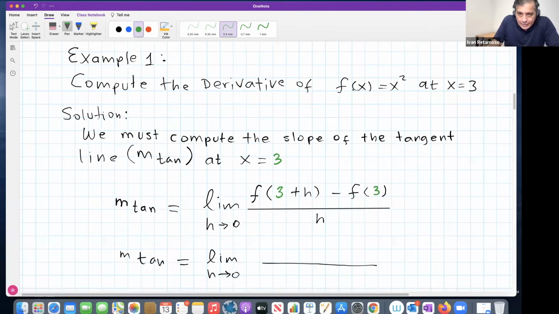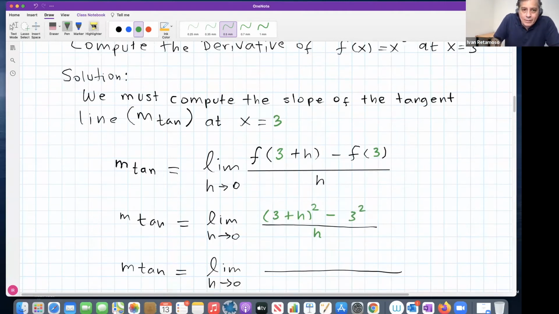Now, the function f of x equal x squared tells you that you have to square the input values, right? Remember, x is just a placeholder. So that function is telling us that this 3 plus h here is squared, minus the function evaluated at 3, which is 3 squared, over h on the denominator. Now, for you to remember this, the base point always goes here and here.